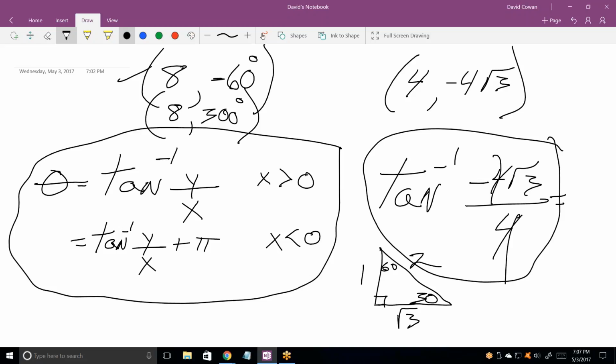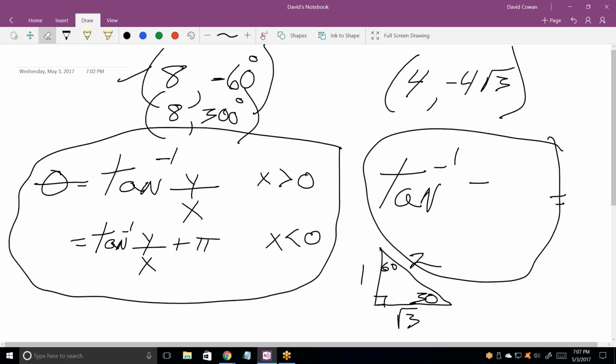So let me ask this. What's the inverse tan of 1 divided by 0?